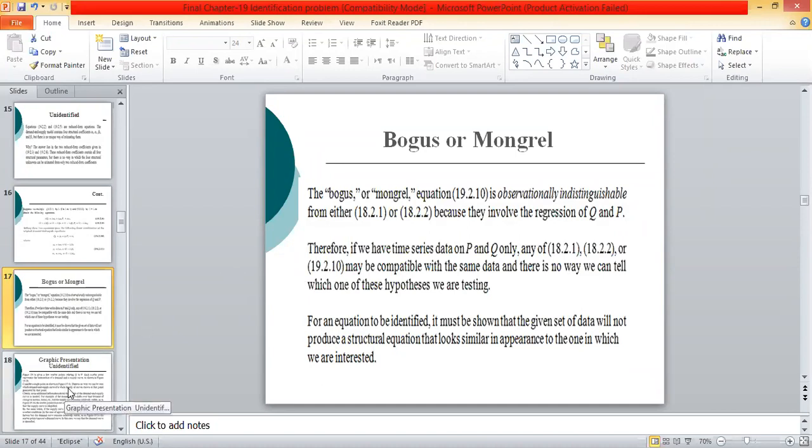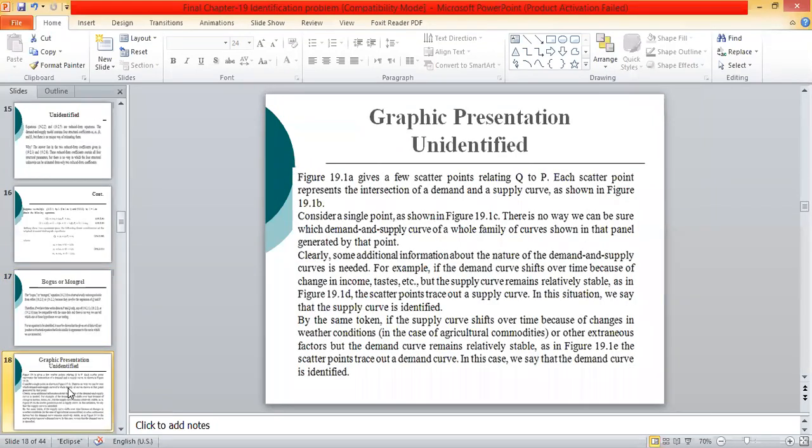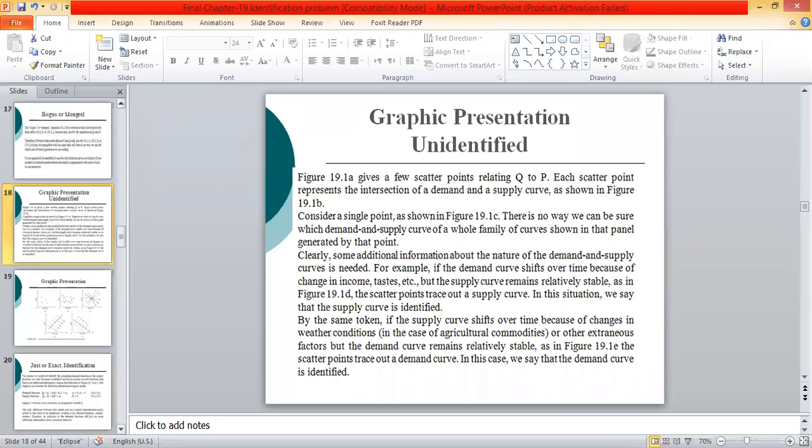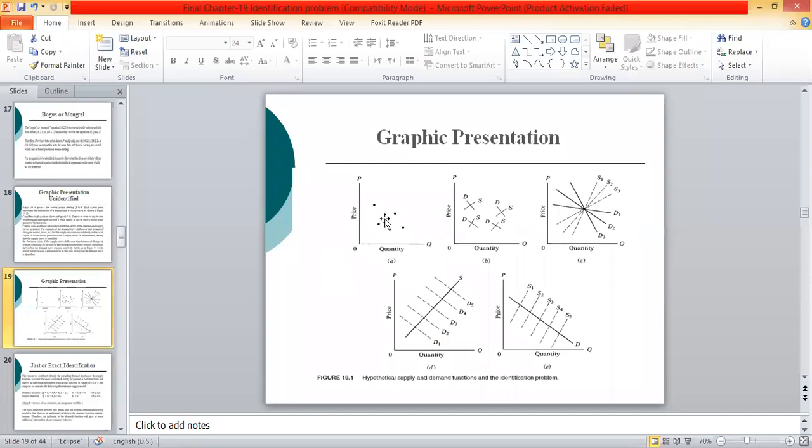We can also examine the identification issues through a graph. Look at how we can identify an equation using graphic representations. We have a diagram. Look at the diagram, that is your 19.1a. In this diagram, we have a scatter diagram. We have some scattered points.